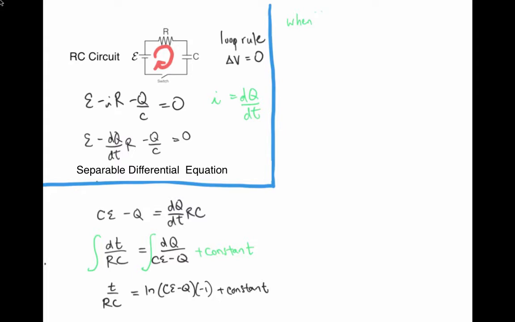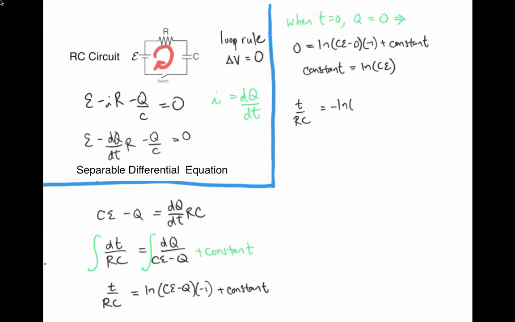And now to find the constant term. When t equals 0, the charge on the capacitor is equal to 0. And that means that 0 is equal to ln of CE minus 0, times -1, plus a constant. And that tells us that the constant is equal to ln of CE. So I'll make that substitution back into the equation and find that t over RC is equal to negative ln of CE minus Q, plus ln of CE.